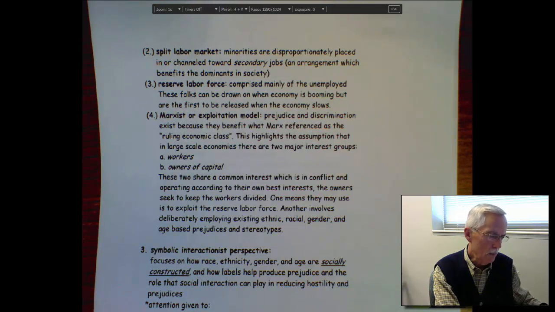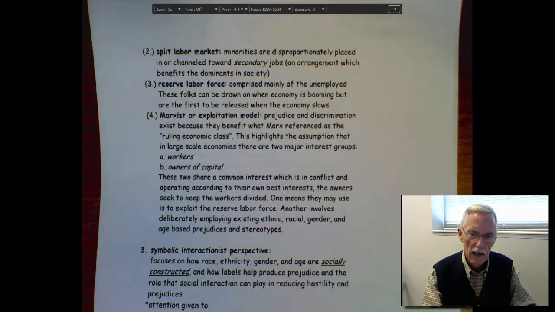Now, the policy implications of this approach are pretty straightforward. Power differences between dominants and the general population have to be reduced. In the next lesson, we'll take a look at how sociologists using the symbolic interactions perspective analyze discrimination and prejudice.